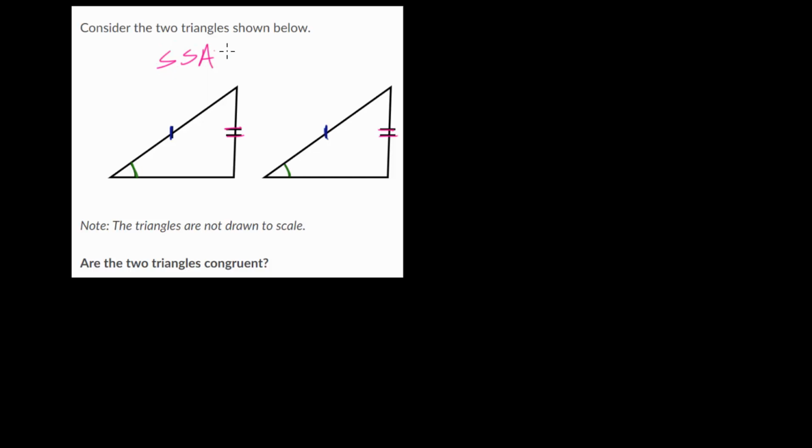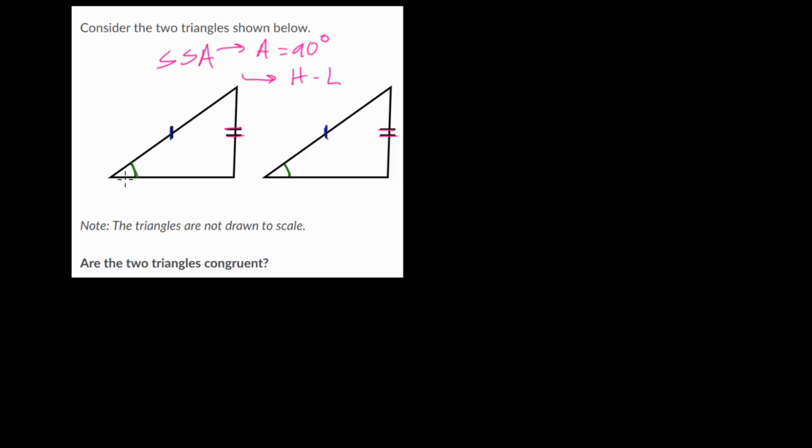And if we have side, side, angle, it's possible that these two triangles are congruent. But we don't know about this angle here. If this angle was 90 degrees, then we would have the special case where this is the hypotenuse leg, and since it's a right triangle, then we would know that the two triangles are congruent. We can use the Pythagorean theorem to find the third side length, and then we would have side, side, side. But we don't have that information.